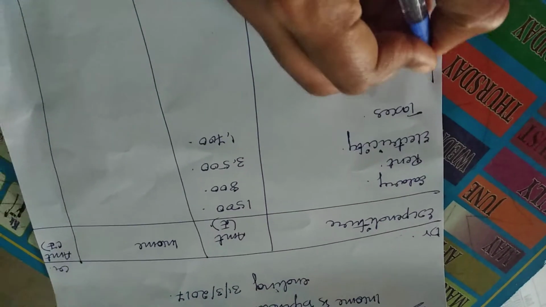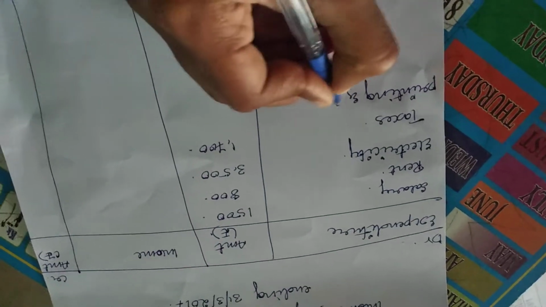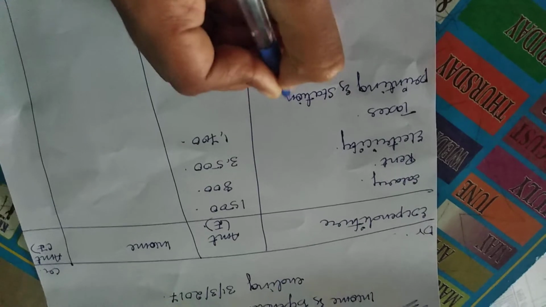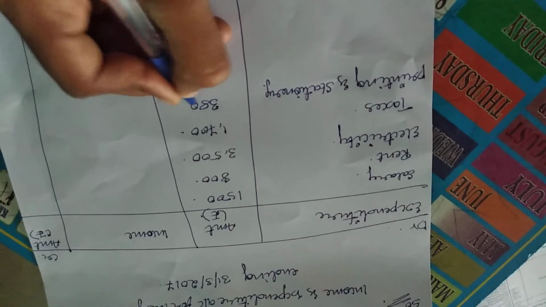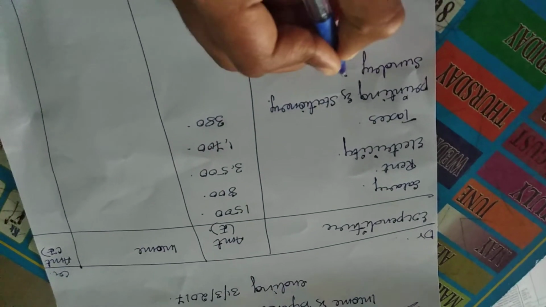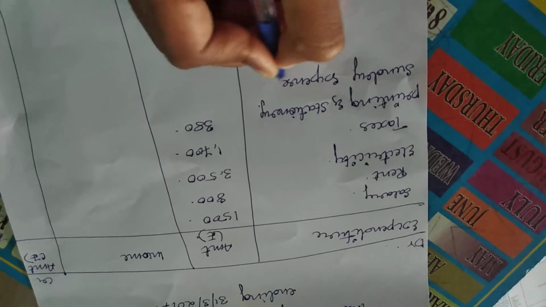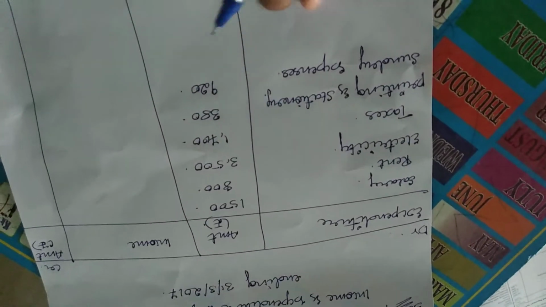1,700. The next one is printing and stationery, which is 380, which is also an expenditure. And the next one is sundry expenses, which is 920, which is also an expenditure.